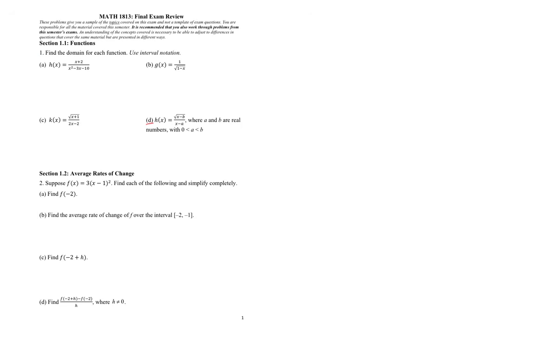Okay. Next for problem 2, we are given a function and we need to find each of the following. So we'll start with a, we need to find f of -2. So we'll go ahead and plug in a -2 wherever we see an x into our function. So f of -2 equals 3 times -2 minus 1 squared. So this will be 3 times a -3 squared, or 3 times 9, which is 27.